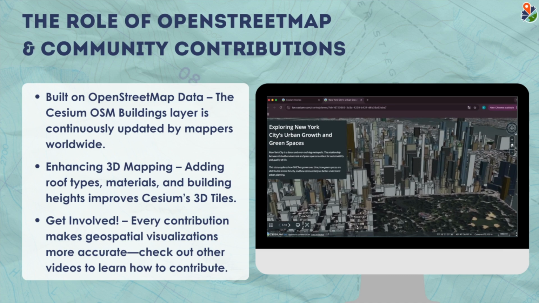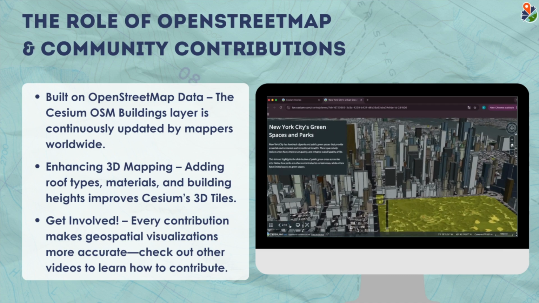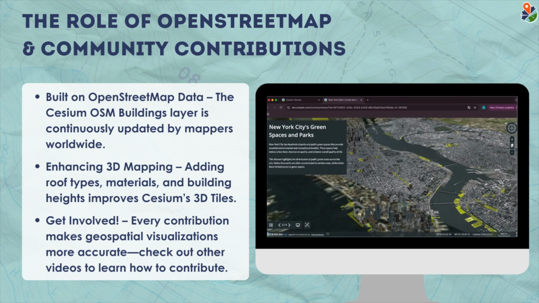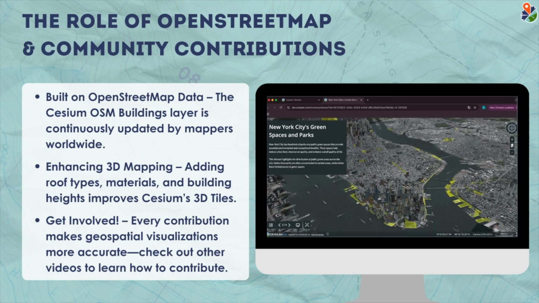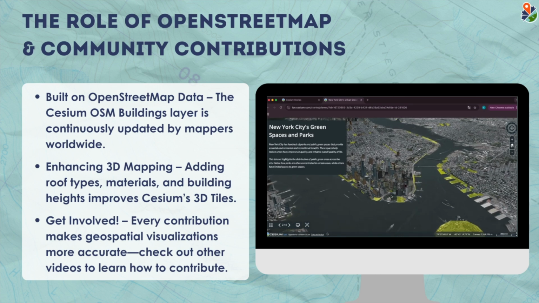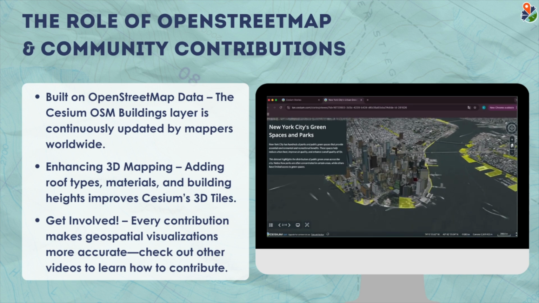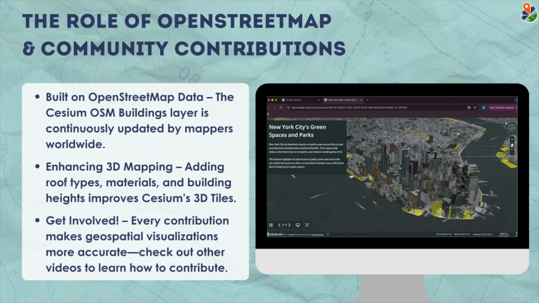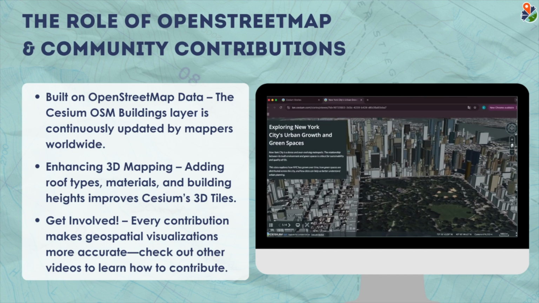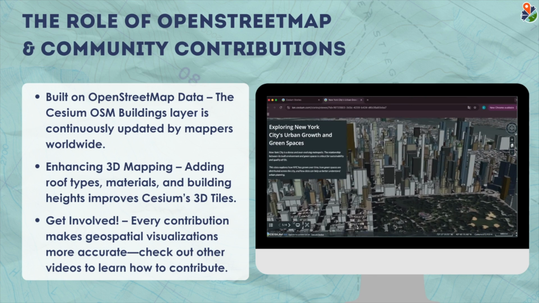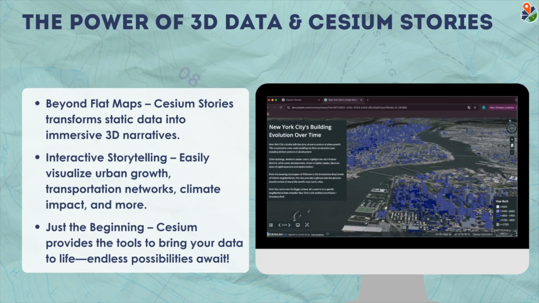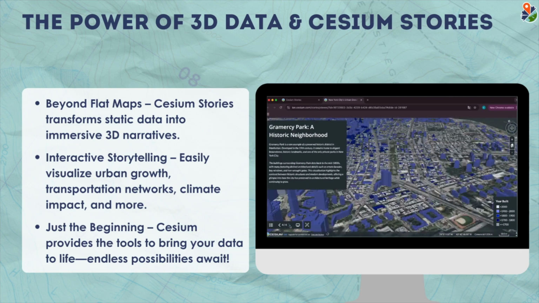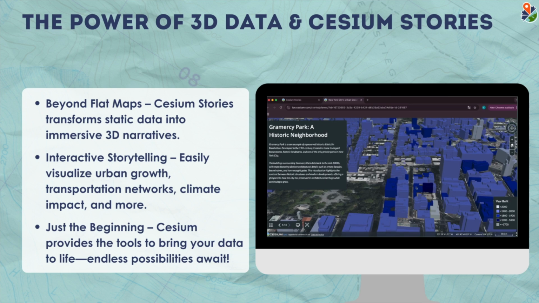This entire 3D visualization is built on a foundation of OpenStreetMap data. The Cesium OSM Buildings layer is a living dataset, continuously updated by mappers around the world. The more detailed building attributes, such as roof types, materials, and heights, that are added to OSM, the better Cesium's 3D tiles become. What makes this experience so powerful is that we're not just looking at a flat map, we are interacting with a dynamic 3D model of the city.